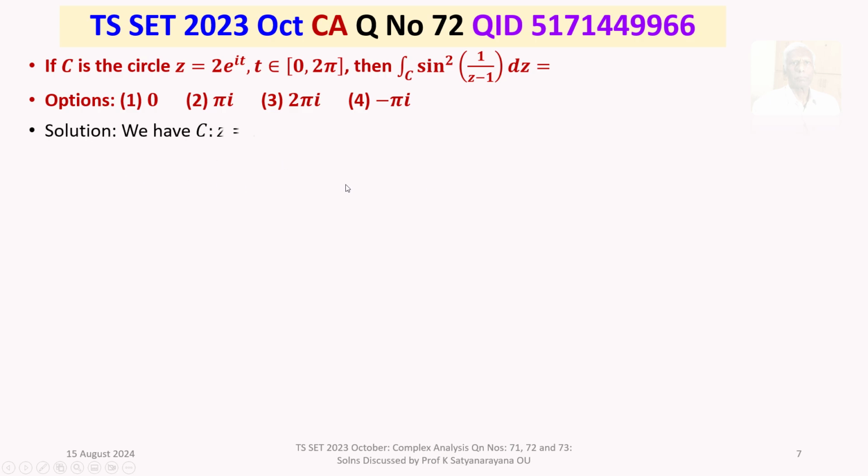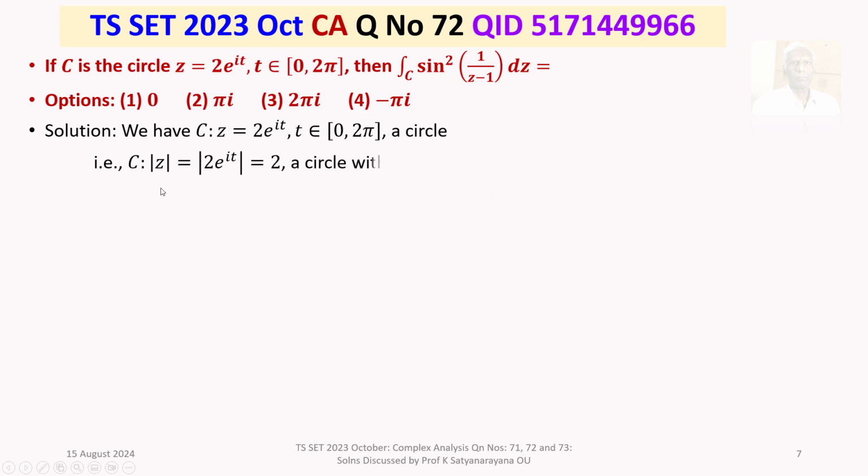So we have C given by z equal to 2e to the power of it. As t varies in the closed interval 0 to 2 pi, it describes a circle. So C is mod z equal to mod of 2e to the power of it, that is mod 2 into mod of e to the power of it. Mod of e to the power of it is mod of cos t plus i sin t, that is the square root of cos square t plus sin square t, which is 1. So it's a circle with center at the origin and radius 2.